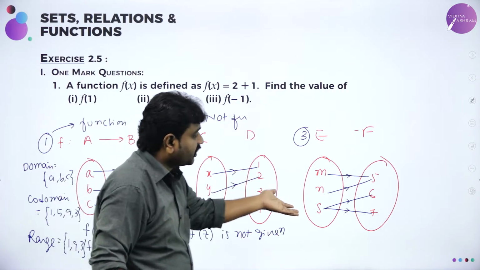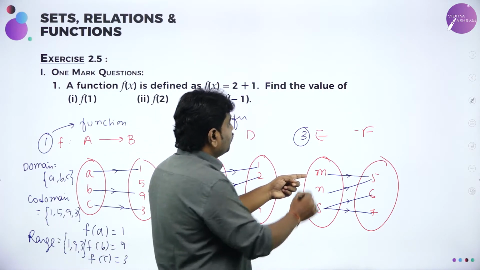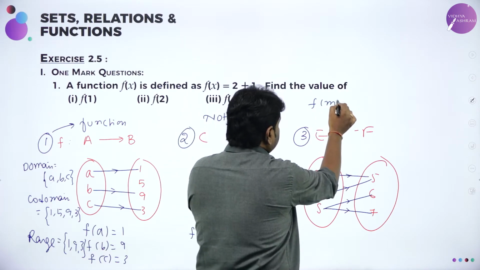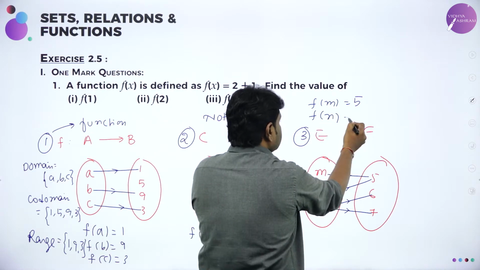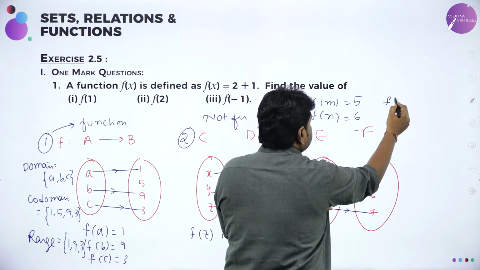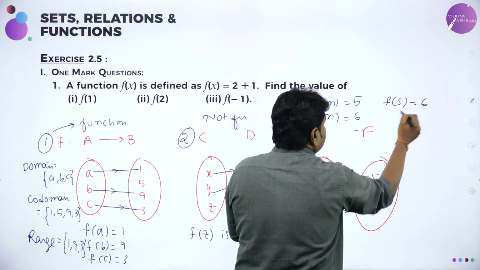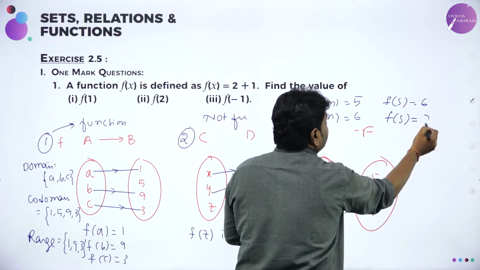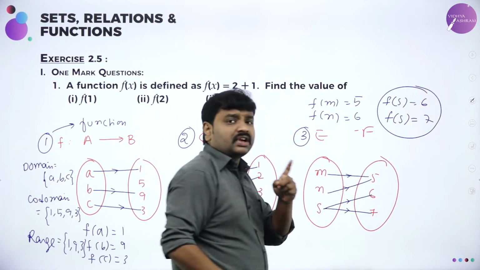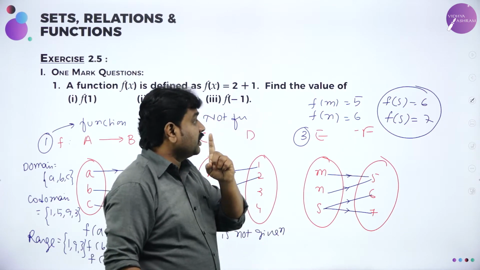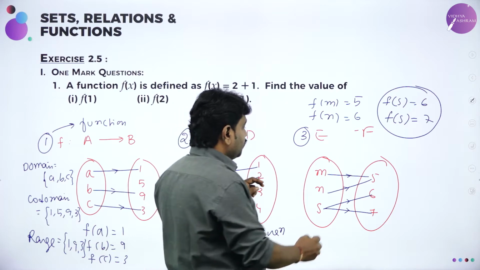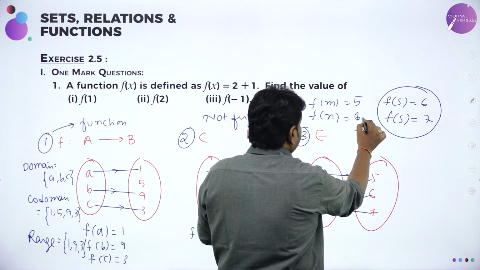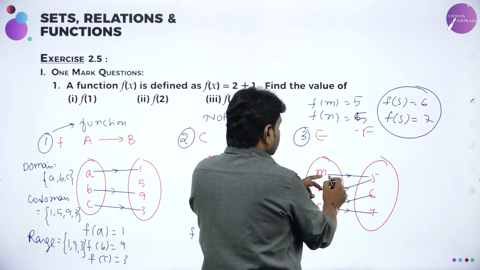And is this a function? Here I have the image of M. What is the image of M? M is going to 5. The image of N I also have. The image of N is 6. Fine. The image of S I have as 6, and the image of S again I have as 7. See, here one element is having 2 images. Two elements can have the same image. So, M maps to 5 and N also maps to 5, sorry, the image of N is also 5. M is going to 5.